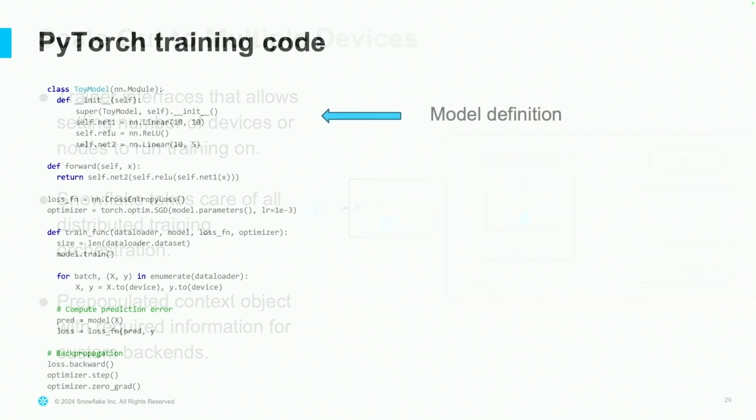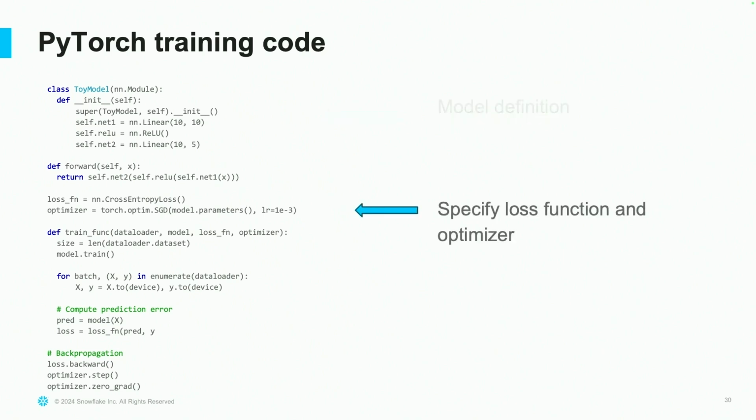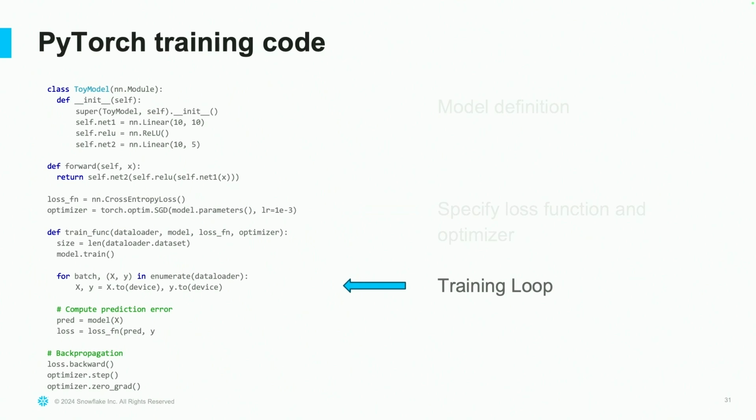So we'll see a code example. This is very standard PyTorch training code. Anyone who has looked at a PyTorch tutorial will recognize this code. You have a model definition where you're defining your model. You define the standard forward pass, you define your loss functions, your optimizers, and there is a very standard training loop where you iterate over the data and you train. So this is all standard PyTorch training code. No changes, bring it in. There is no Snowflake specific code here. This is a model definition.